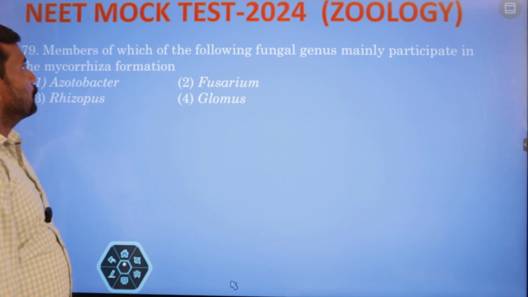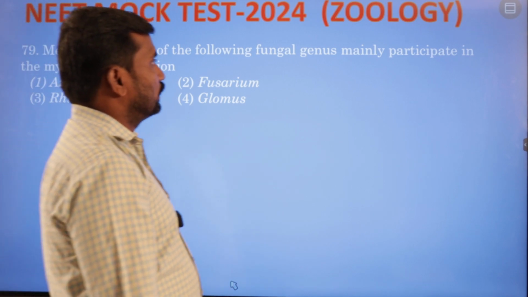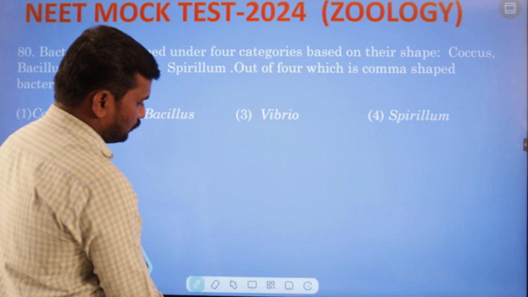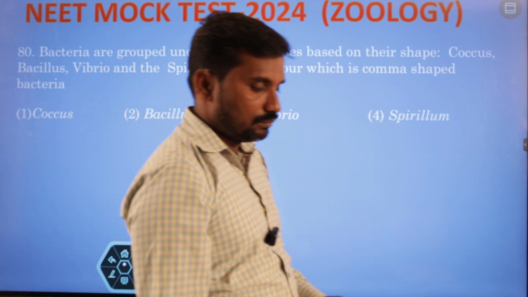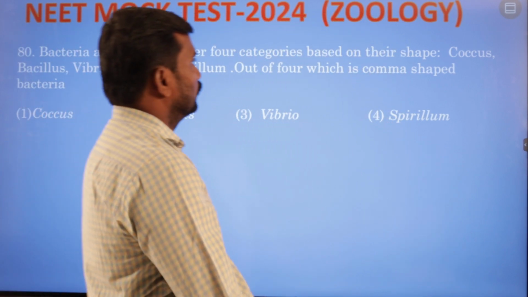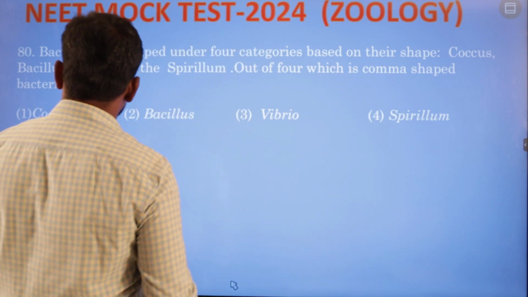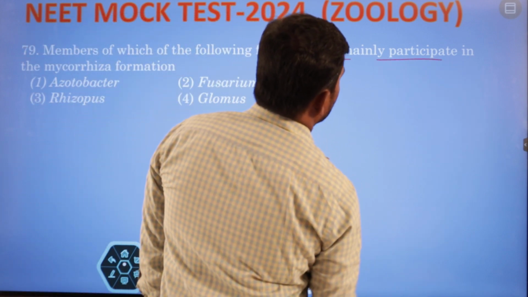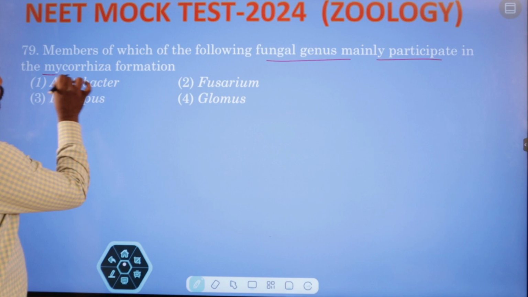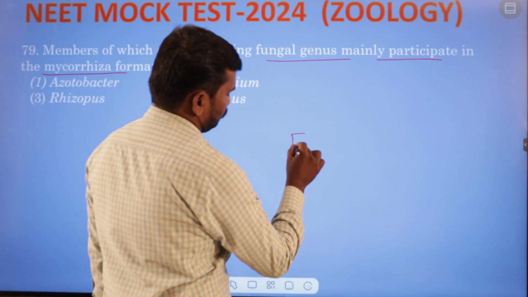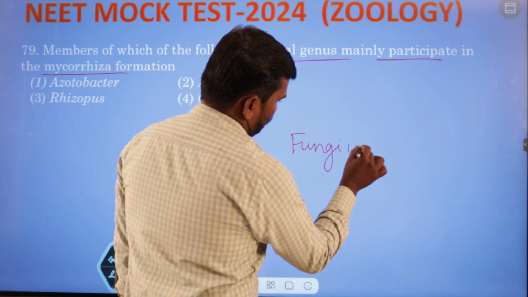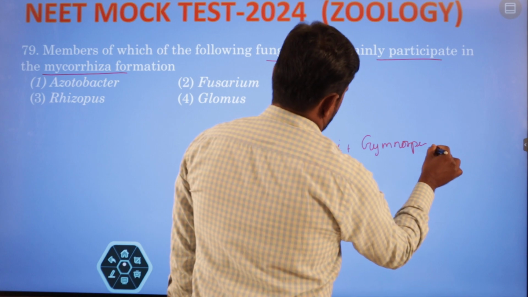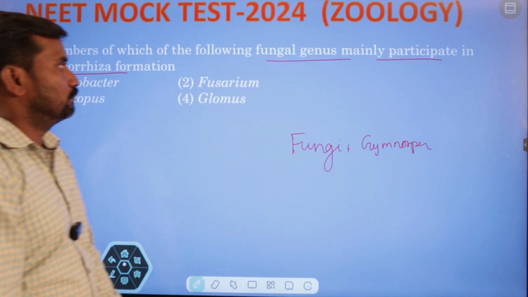Question number 79. Members of which of the following fungal genera? We studied three different groups of fungi: Ascomycetes, Basidiomycetes, and Deuteromycetes. Which of the following fungal genera mainly participates in mycorrhizal formation? Basically, fungi associate with gymnosperms, and sometimes with angiosperms as well.